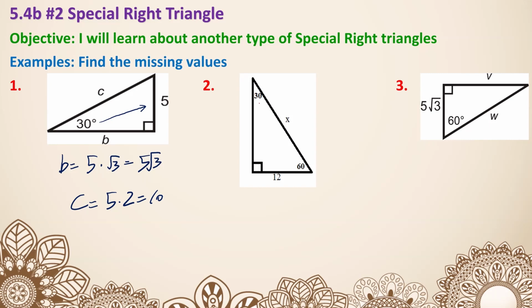Next, this time, same thing. 30 is facing the 12, and that means that is the shortest leg. So x is going to be 12 times 2, which is 24.